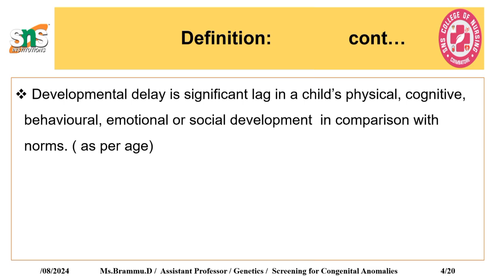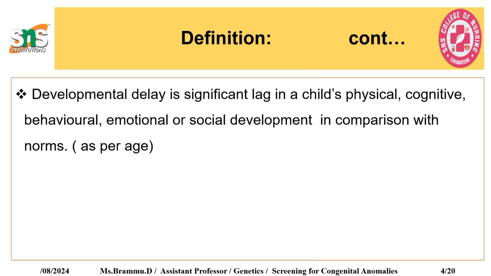So, what is the definition of developmental delay? Developmental delay is a significant lack in a child's physical, cognitive, behavioral, emotional, or social development in comparison with the norms. The norms here describe the age of the client. For example, if the child is 10 years old but still has the mental capacity and development of only a 5-year-old, that shows a significant lack in the cognitive and behavioral aspects as well.